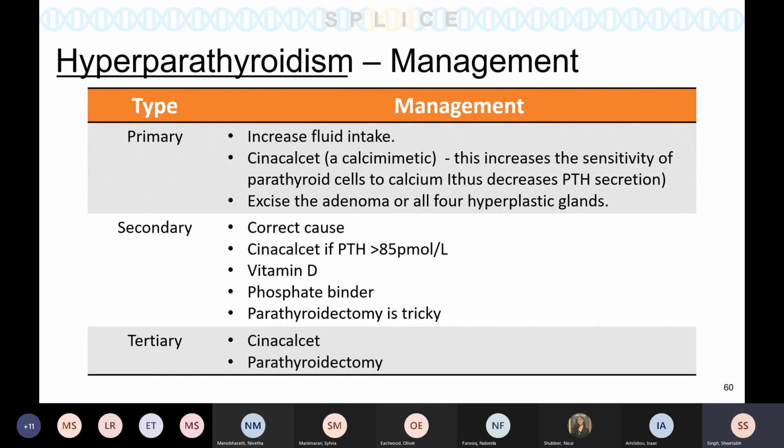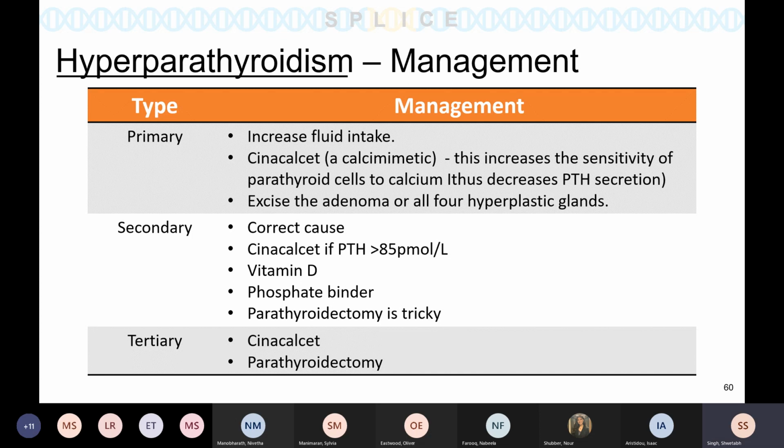Okay, so the management. For primary, you want to basically pump them with fluids. They've got high calcium. You want to give them fluids to try and correct that calcium, and also help them wee it out, basically. Cinacalcet can be given as well, which increases the sensitivity of the parathyroid cells. This then helps decrease the production of PTH. Or you can excise the adenoma or the hyperplastic gland.